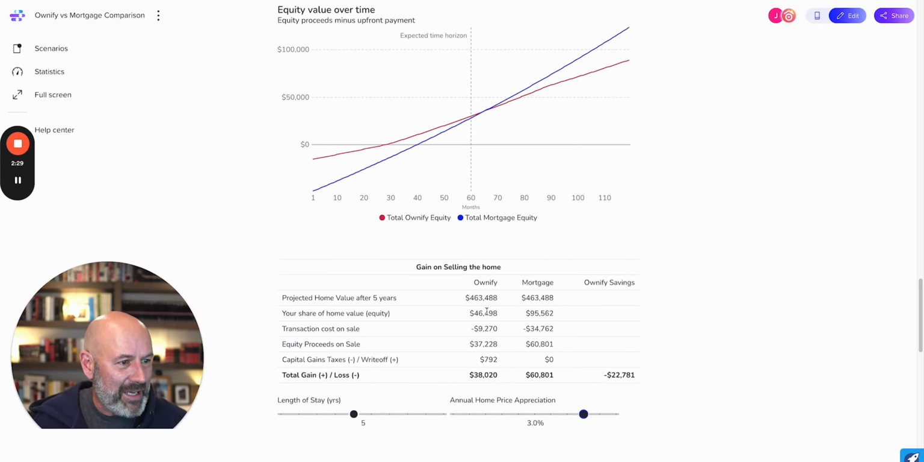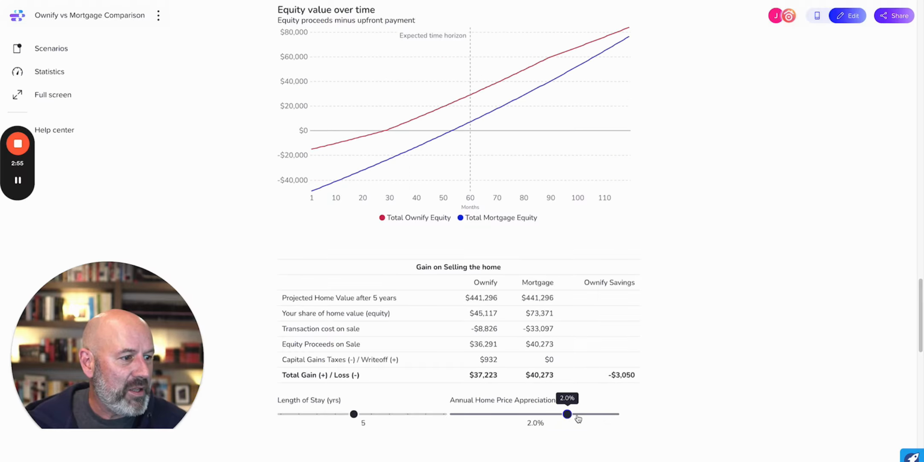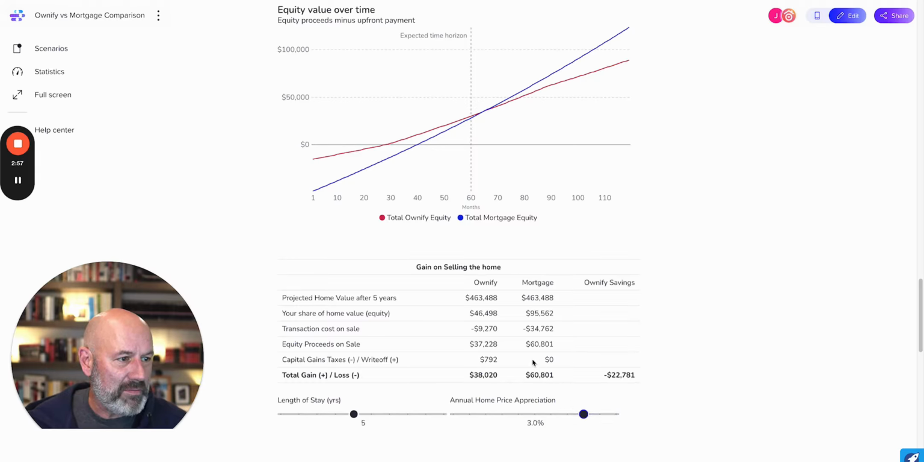So this calculator allows you to run these different scenarios and see what happens over time between the Ownify versus mortgage path. Now, let's look at this in detail. We start out with the same home value. We bought the home at the beginning for $400,000. Let's say it goes up by 3% a year. At the end of 5 years, it might be worth $463,000. Again, that price could vary, and you can play different scenarios. 3% is probably a good assumption.